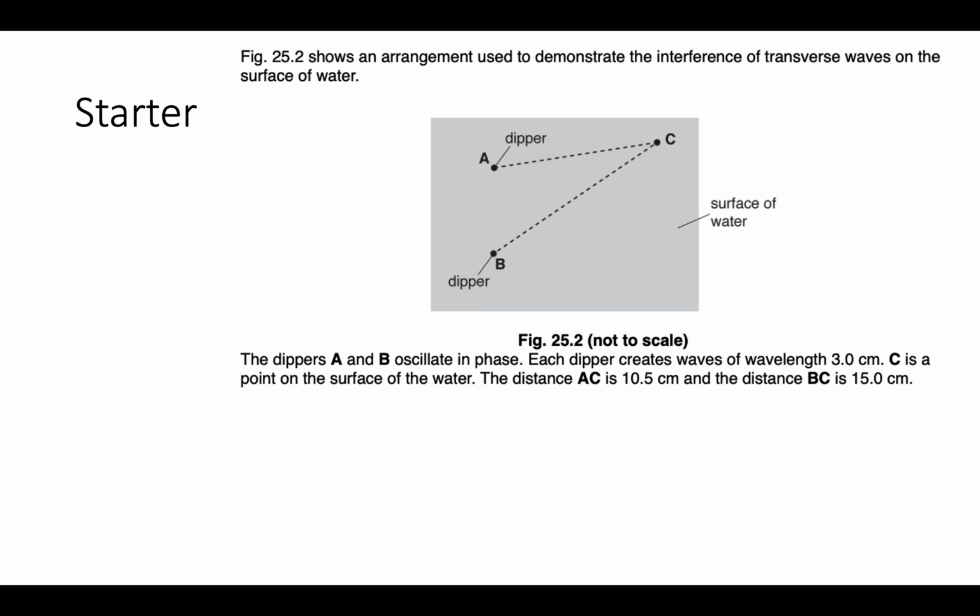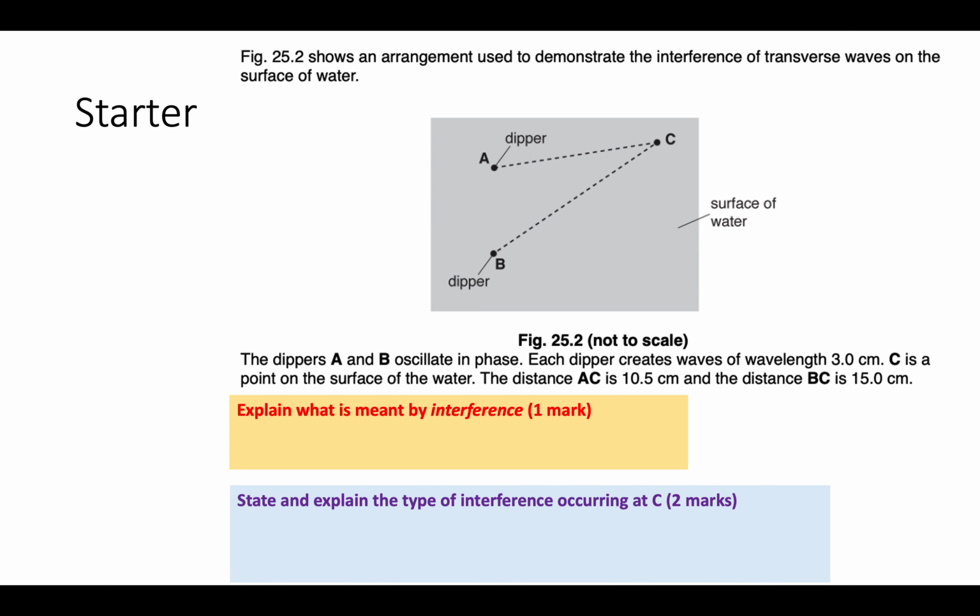The waves travel out and they meet at various places, including point C. So it tells us the distance from A to C and B to C, and it tells us the wavelength. So here are the questions. The first question asks what is meant by interference, and then the second question says state and explain the type of interference occurring at C. Notice those two command words there, state and explain. So you've got to give a reason for that.